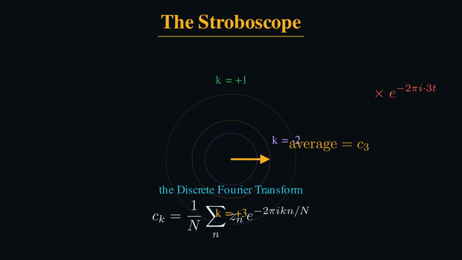Do one stroboscope pass per frequency, and you have the discrete Fourier transform. The formula is nothing but spin backwards and average. That is the entire engine.